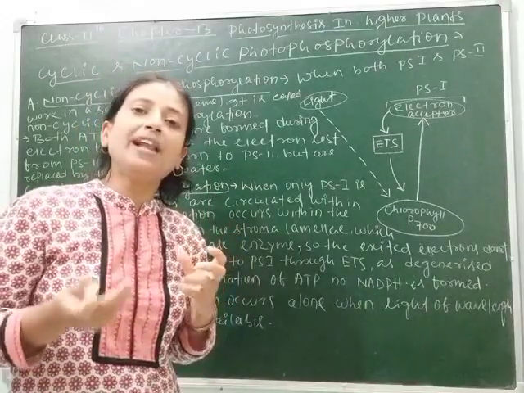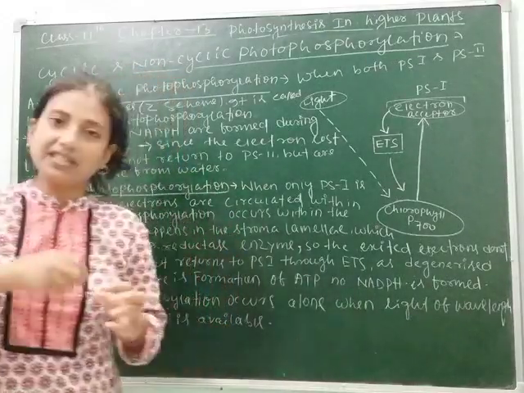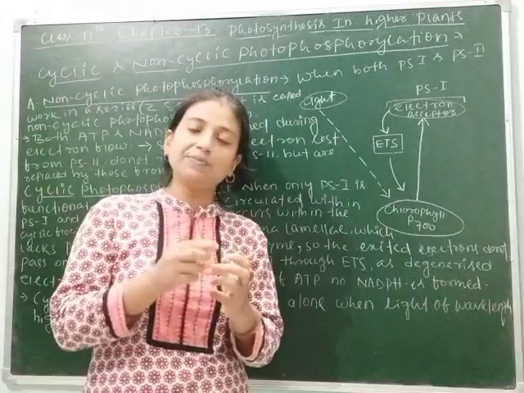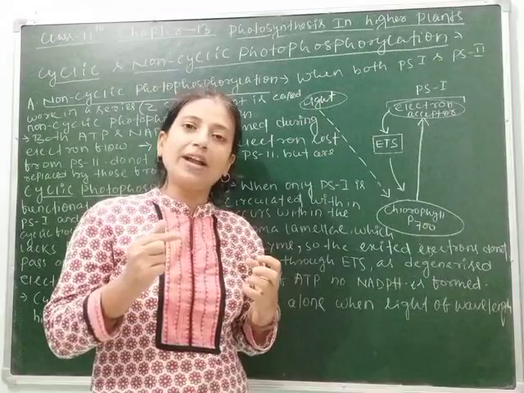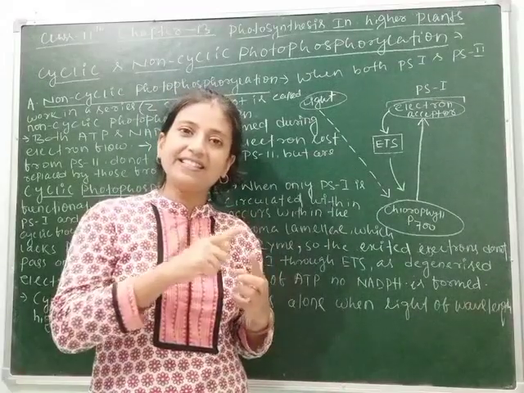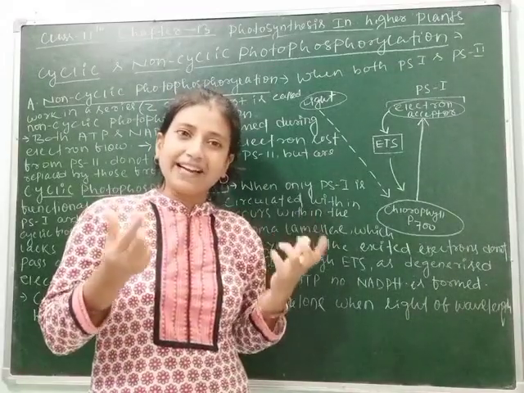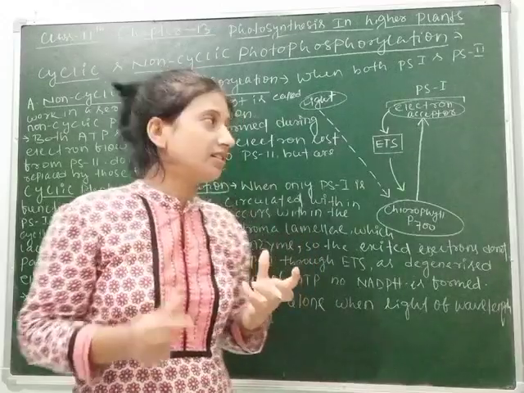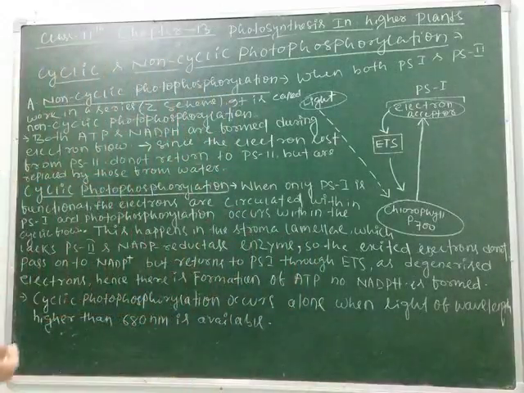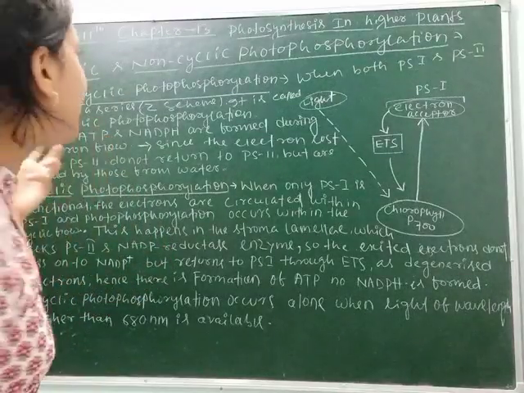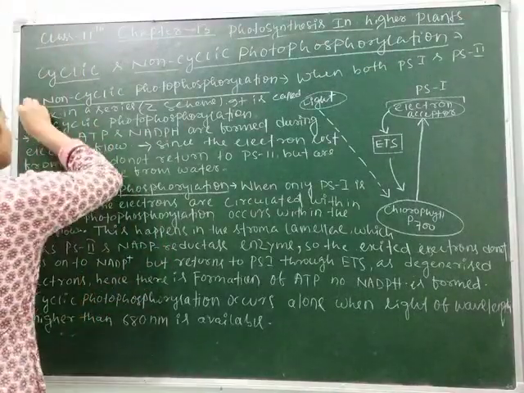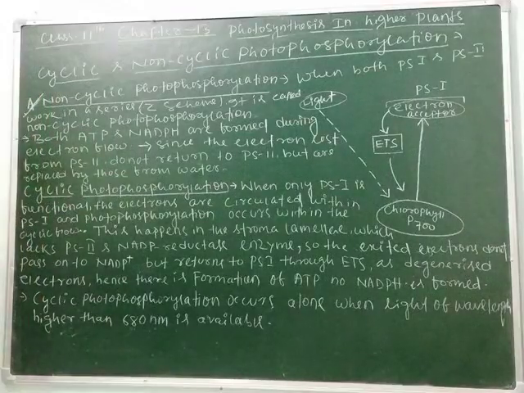You are already familiar with non-cyclic, which means there is no cyclic process between the photosystems and the electrons. That's why it is called non-cyclic, where the Z-scheme of the electrons occurs. So let's understand in detail the main difference between cyclic and non-cyclic photophosphorylation. Let's understand non-cyclic photophosphorylation first.